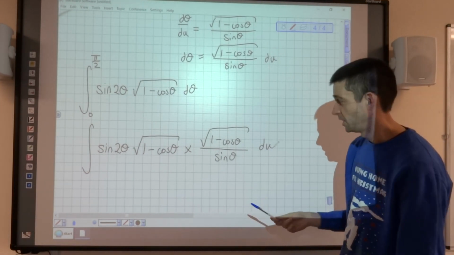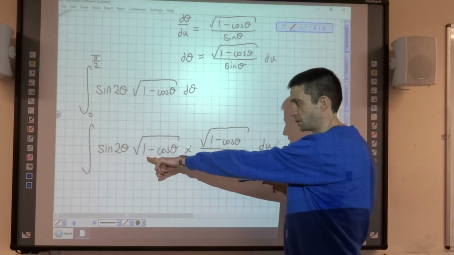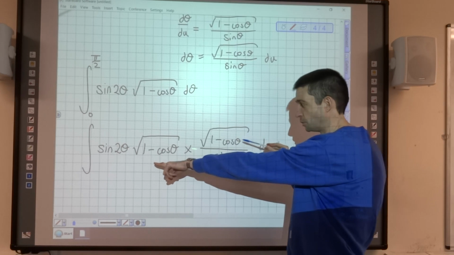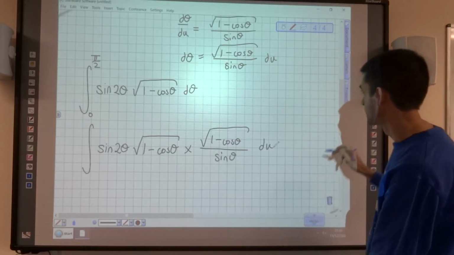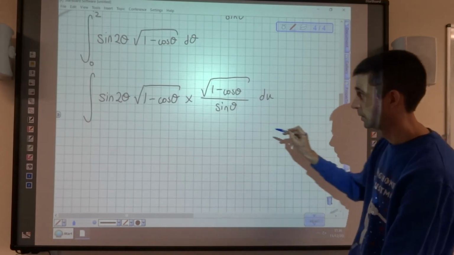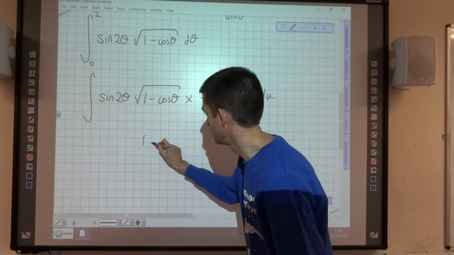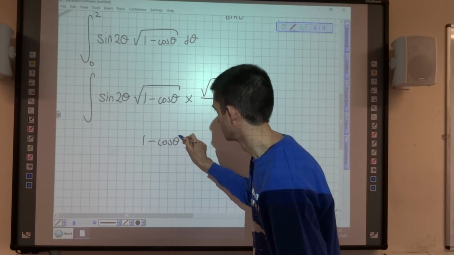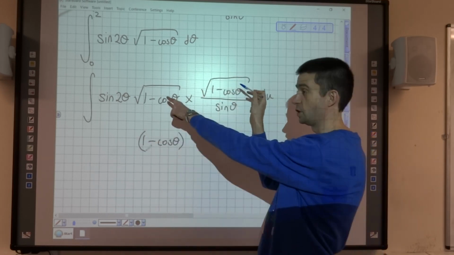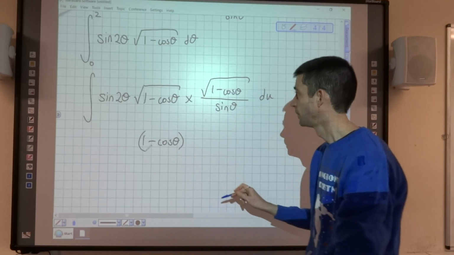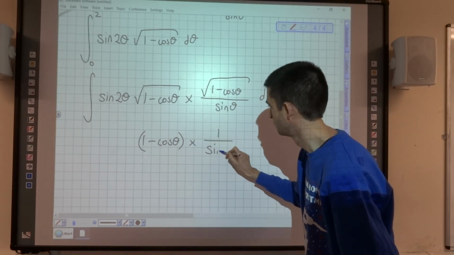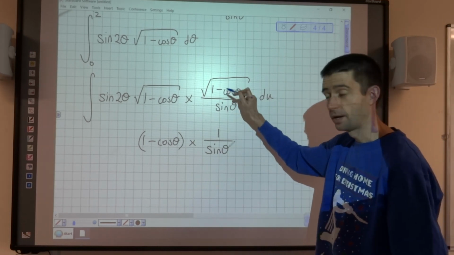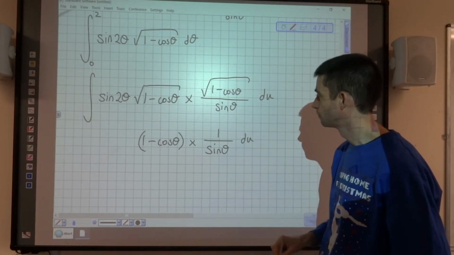Now, a couple of things we can see. We've got root 1 minus cos theta multiplied by root 1 minus cos theta. So that's going to become 1 minus cos theta. So I'm going to write that in my next stage: 1 minus cos theta, which is those two things multiplied together. And I'm now going to write multiplied by 1 over sine theta for this second part here, du.